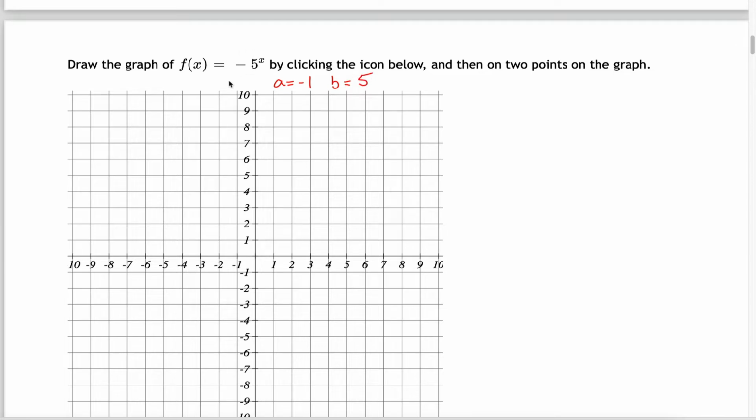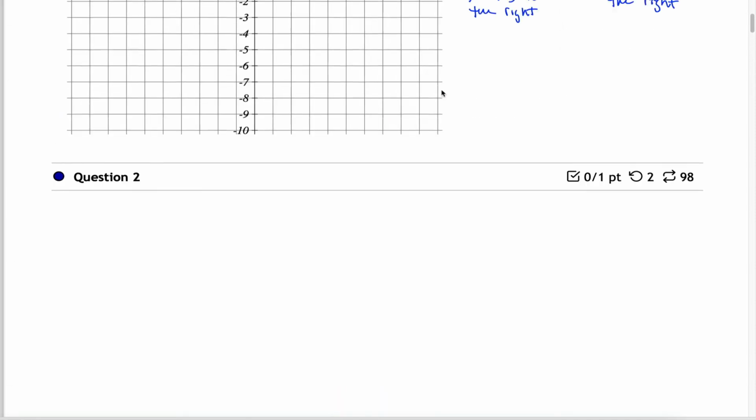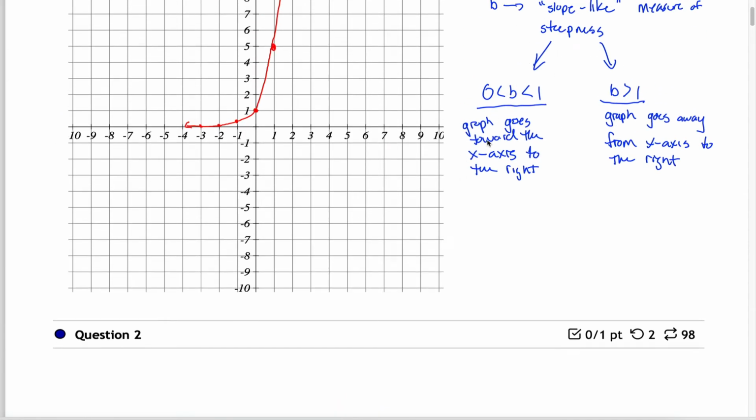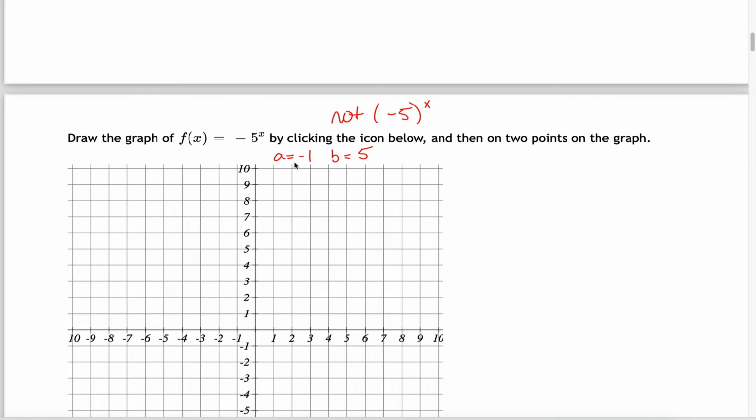The trick here is students look at this and they think -5 is being raised to the x power. This is not -5 to the x power. B is not -5. B can't be -5 because b is always between 0 and 1. A is -1, b is 5, and that's important when you're trying to sketch this graph.